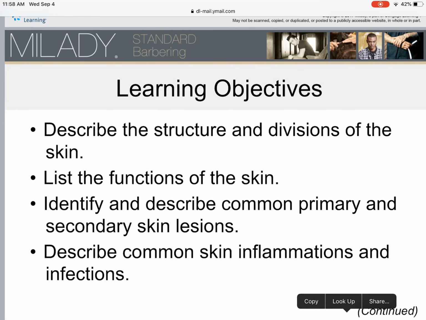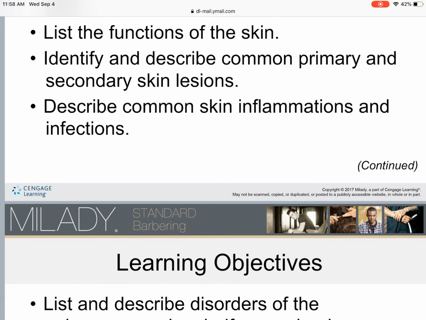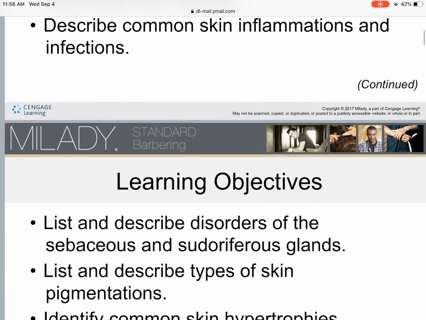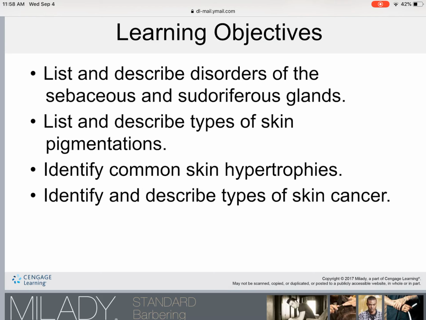For one, describe the structure and divisions of the skin. This is throughout the chapter, I'm sorry. Two, list the functions of the skin. Identify and describe common primary and secondary skin lesions. Describe common skin inflammations and infections. Also, list and describe disorders of the sebaceous and sudoriferous glands.